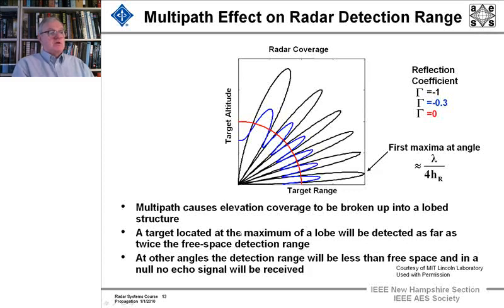So the multipath structure causes our elevation coverage to be broken up into a lobe structure. And a target located at the maxima of a lobe can be detected at twice the free space propagation distance. Notice that. You can see it at twice the free space range, but you've got these nulls here, which can inhibit detection. At other angles, the detection range will be less than free space, and you can get a null echo signal received. And here's the first maxima showing up. That follows from the equations in the previous view graph.